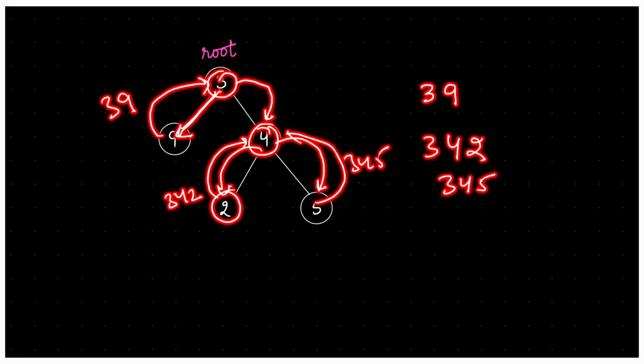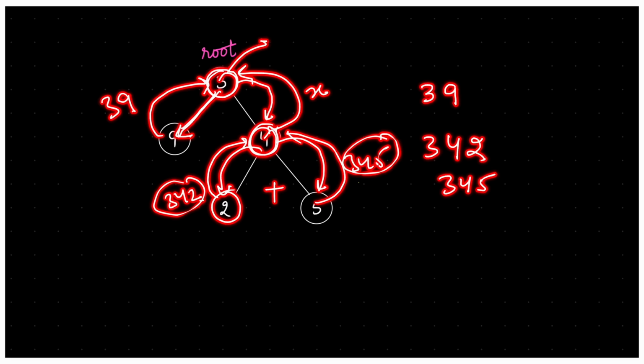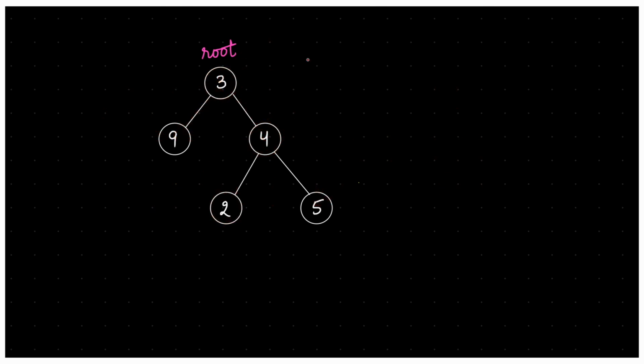Now when we get the left value and the right value, we sum them together and return that value. Let's say it would be x, and then we return it from 4. And finally when we come to this 3, 3 would be returning two answers to someone else, so we will return 39 plus this particular x. So let's see how we are going to do it.